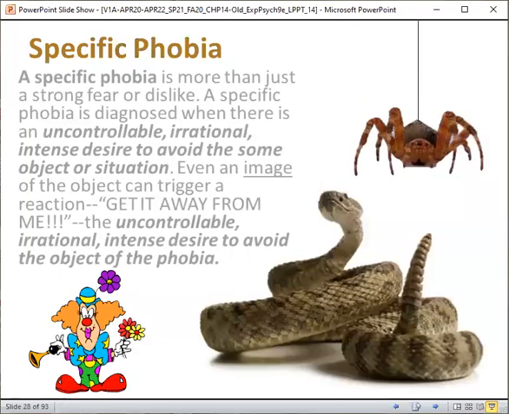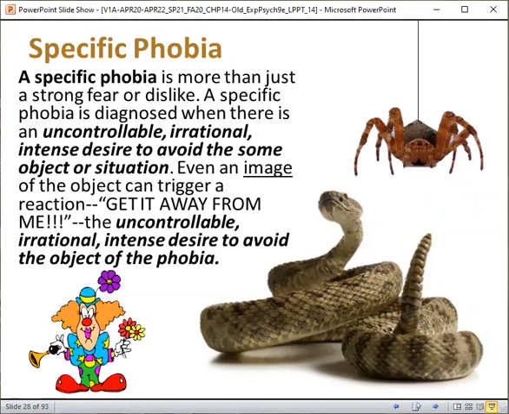Now, sometimes we have specific phobias. A specific phobia is more than just a strong fear or dislike. A specific phobia is diagnosed when there is an uncontrollable, irrational, intense desire to avoid the same object or situation. So this is a fear well out of proportion to the object itself. It goes beyond the pale, so to speak. Even an image of the object can trigger a reaction: get it away from me.